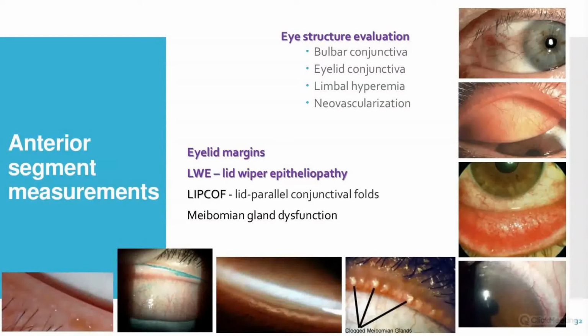Also, we look at the eyelid margins, and here is lid wiper epitheliopathy. If we stain not with Lissamine green, not Rose Bengal, but with the green dye, then you can also find these damaged cells on the upper lid.